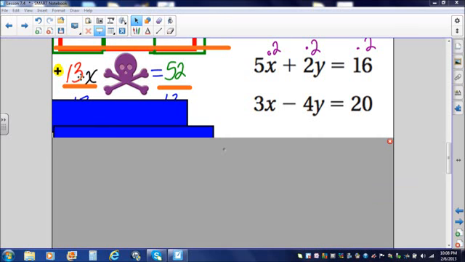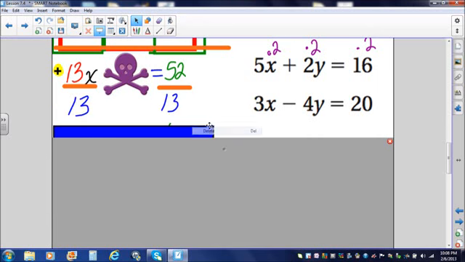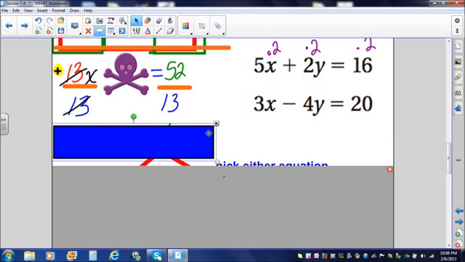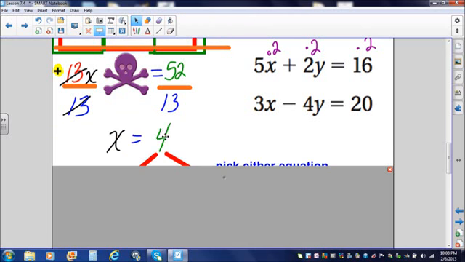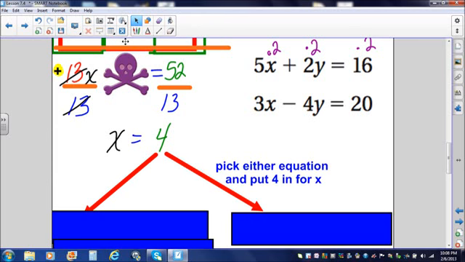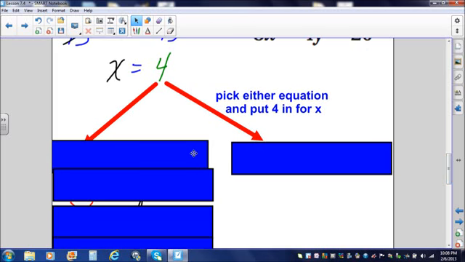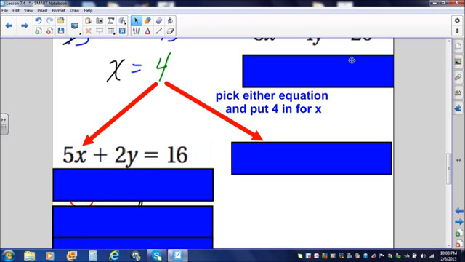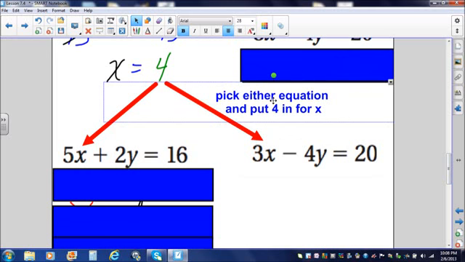So now I have positive 13x equals 52. These are touching each other. I'll do the inverse, which is division. I'll divide both sides by 13. Bada bing, bada boom. 52 divided by 13 gives us 4. So x equals 4. Now I'm going to pick either equation, it doesn't matter. Pick either equation and put 4 in for x. I'm going to choose the equation here on the left.